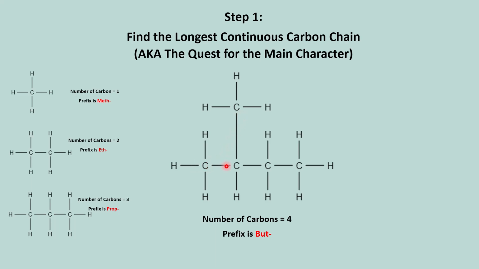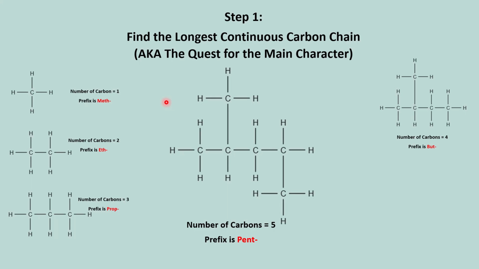This has 1, 2, 3. This chain has 1, 2, 3, 4. And this chain has 1, 2, 3, 4. So this and this have the same number of carbons, and we are at liberty to choose any one that we want. But the point is the number of carbon atoms in the longest continuous chain is 4. And if that's the case, the prefix for the longest continuous chain will start with BUT. Next example.